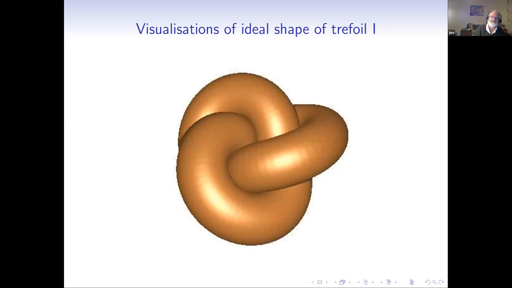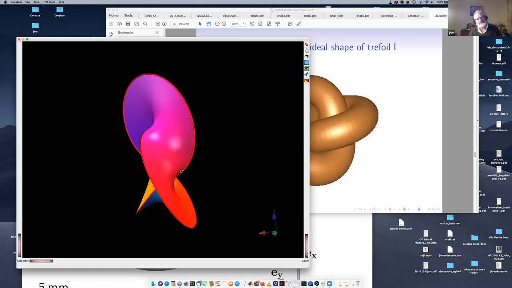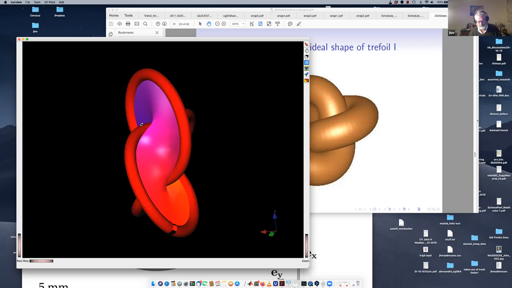Visualizations of the ideal shape of a trefoil. So there's that same gold tube. You can tell it's accurate because you can see the pixels. It's a crappy picture. So now we start to live dangerously. Oh, wow, that's slow. Okay, so here's now this guy. And in fact, I shouldn't have left this like that. Where am I? Oh, there we go. Actually, I've spoiled the story, because I should have shown it to you like that.